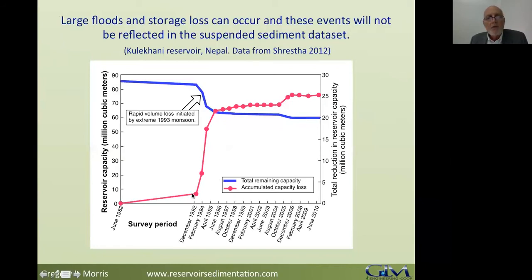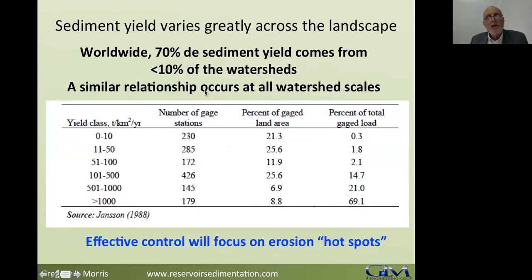Here's an example from Nepal, Kalakuni Reservoir just outside of Kathmandu. Gradual decline in capacity, then a big event, a very wet monsoon, the watershed came apart, and a lot of sediment came out. The red line shows the sediment yield, and then it tapers off again. So these big events can have a very big impact, and you need to be aware of them.